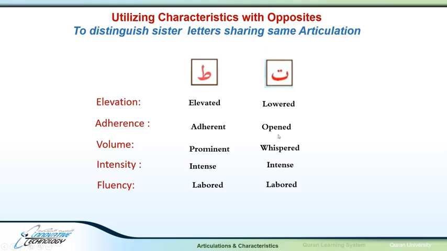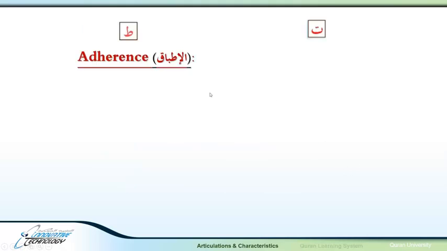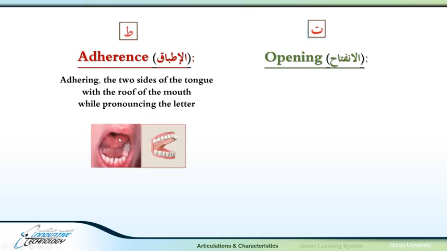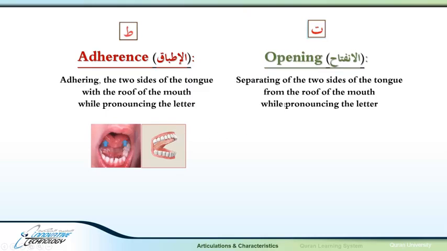Now we're going to go to the next pair of opposite characteristics, and on the left side we have adherence, al-itbaq in Arabic, versus the opening, al-infitah. Now in adherence, we adhere the 2 sides of the tongue with the roof of the mouth while pronouncing the letter. So if this is the mouth, and this is the 2 sides of the tongue adhering to the roof of the mouth. Now in the opening, it's the opposite.